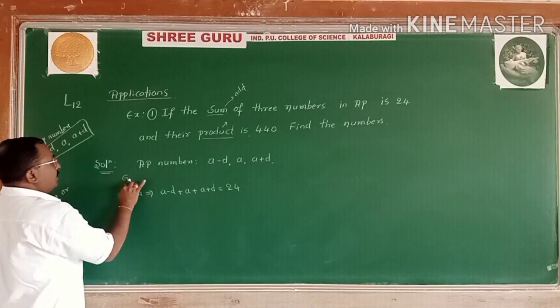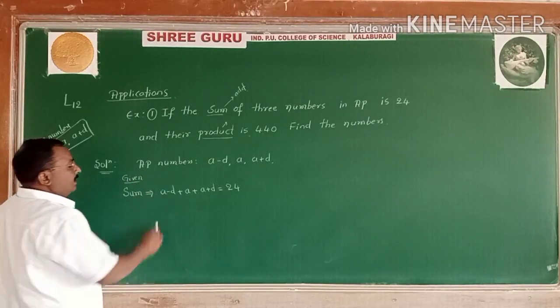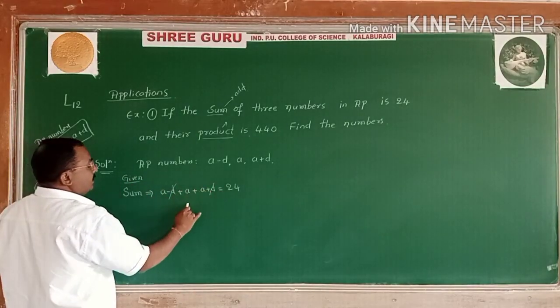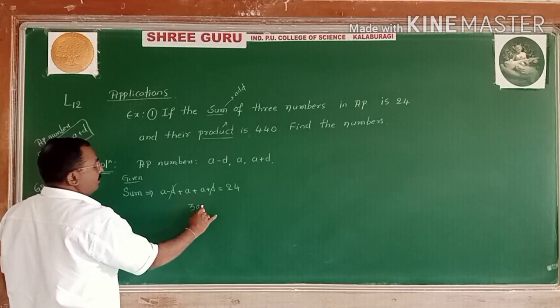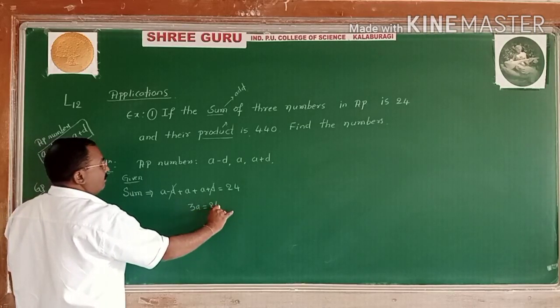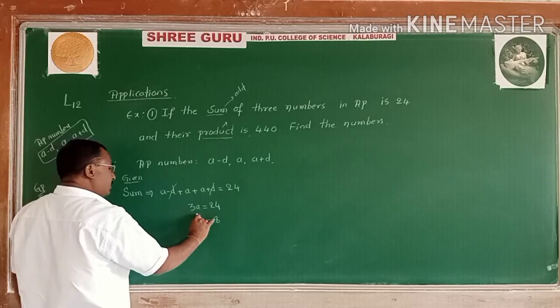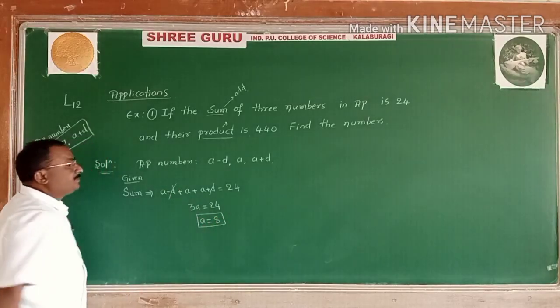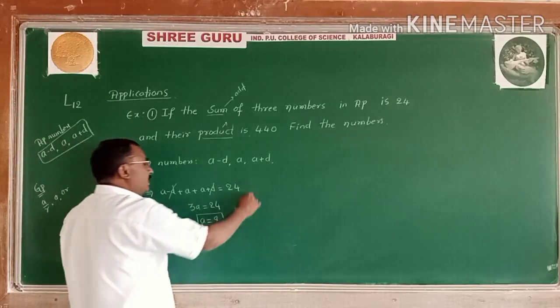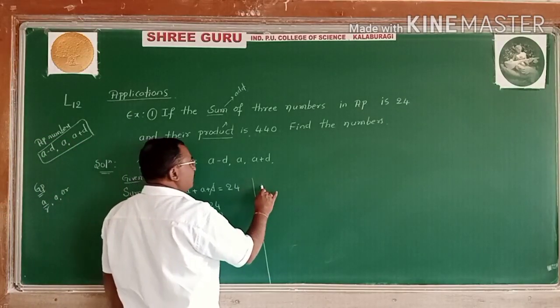Here, given things: D gets cancelled. 3A is equal to 24. What is the value of A? 8. Next, the second condition is in the form of what? Product.